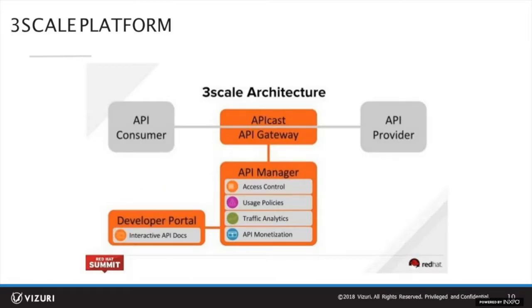The main components of 3-scale include the APICast API gateway, which is a proxy that links consumers to APIs. Then an API manager that allows you to control access to your APIs and report on them, and the developer portal.